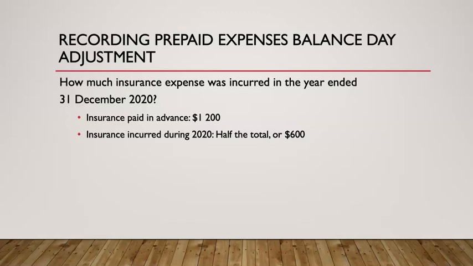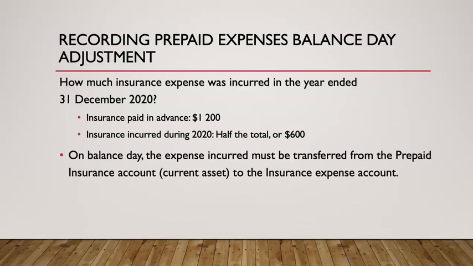How much insurance has occurred from the 1st of July to the 31st of December? You'd do really careful to not make a mistake. You would realize that's been 6 months. All of July, all of August, all of September, all of October, all of November, all of December. Half of a year has been consumed, so $600 has been consumed. So on the balance day, the expense incurred must be transferred from the asset to the expense account.